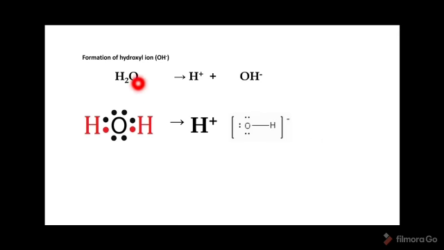Formation of the hydroxyl ion. H2O, when it dissociates, gives H+ and OH- ions. When oxygen shares electrons with 2 hydrogens, it produces the water molecule. So this is H+ and OH-. This is the structure of OH- actually.